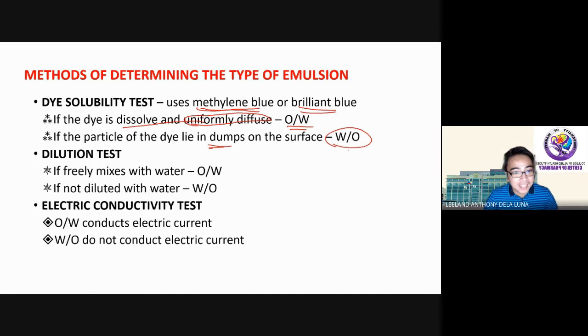Now for dilution test naman, class, madali lang yan. If it freely mixes with water, lagyan mo ng tubig yung emulsion, pag inalog mo, tapos nag-disperse ng maayos, walang problema, then I know it's an oil in water type. Pero class, pag nilagyan mo ng tubig tapos hindi siya nag-mix, definitely I can assume that it's a water in oil type of emulsion. Makes sense naman, right? Then, pag electric conductivity, obviously pag nag-conduct ng electricity, that's an oil in water type. Ibig sabihin, majority kasi tubig eh, so nakapag-conduct siya ng kuryente. Pero pag hindi nag-conduct ng kuryente, then most likely my emulsion is a water in oil type.